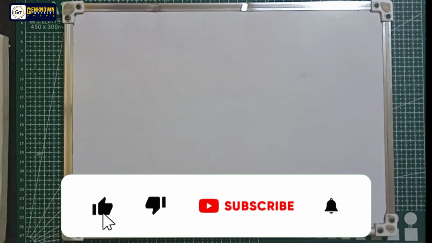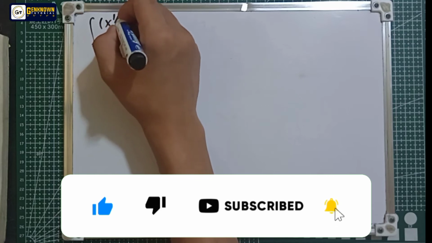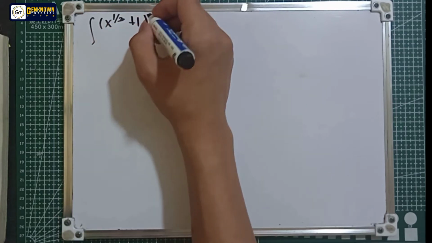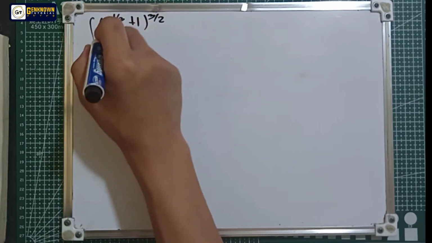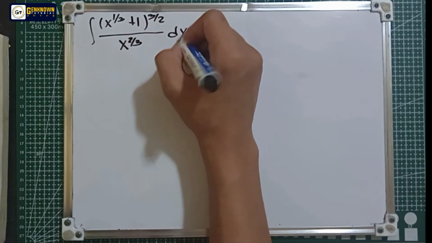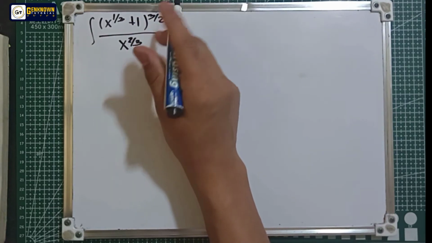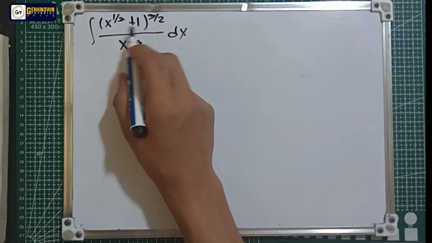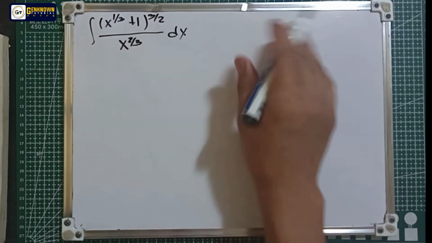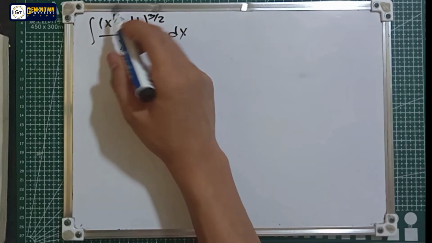Number 6. The integral of (x^(1/3) + 1)^(3/2) over x^(2/3) dx. If we look closely, the numerator, except for the exponent, is equal to the denominator when the numerator is derived. So we automatically neutralize the factor of 3 because of the 1/3 here.